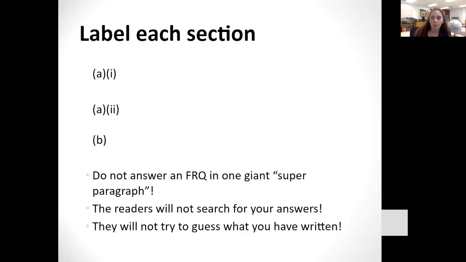When you're going through, please label each section. We don't see the I's usually anymore, but they'll be like A, B, C, D. Today's practice one goes all the way up to F. Please label your sections. That makes it much easier for myself and then in the future AP readers to find your answers.